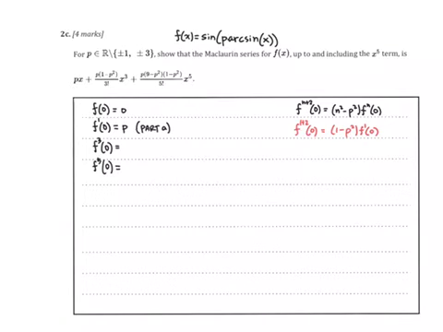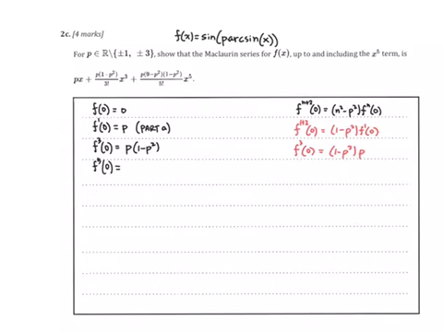Okay, so we're only going to be dealing with odd powers here. So the third derivative evaluated at 0 is going to be 1 minus p squared times p. Okay, so our third derivative evaluated at 0 is going to be p times 1 minus p squared. And look, this is cool. Look at that. Sweet.